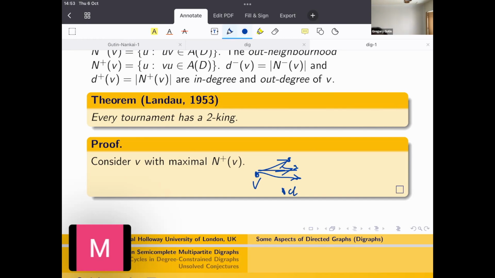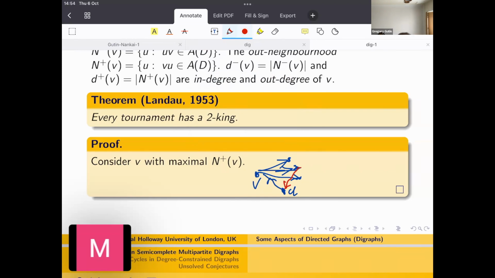Now, what can happen with this vertex? This vertex, of course, is not in the out neighborhood of V, therefore the arc should go from U to V. But you cannot have all arcs into the out neighborhood of V. Why? Because otherwise its out neighborhood would be bigger than the out neighborhood of V. So therefore, there must be at least one vertex in the out neighborhood of V for which there is an arc into U.